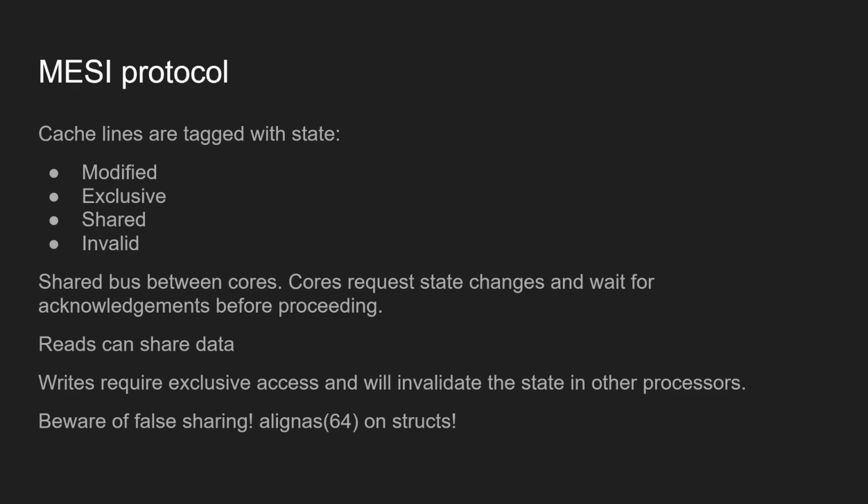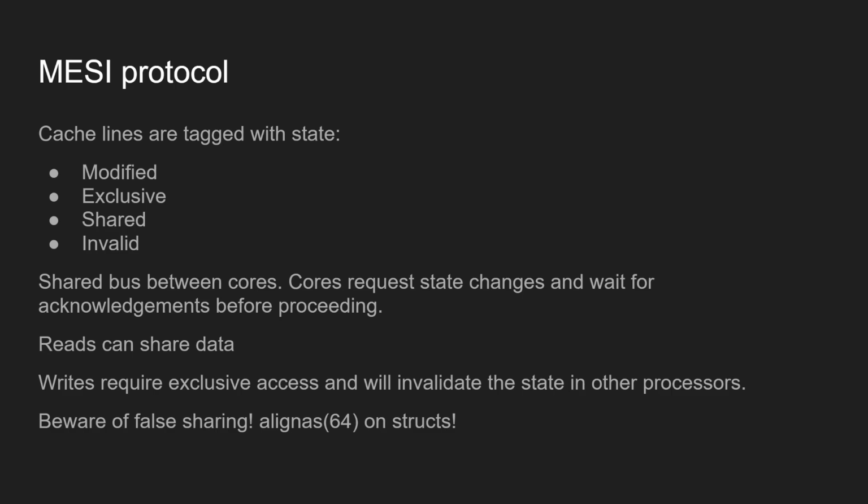The basic way this happens is through something like the MESI protocol, in which cache lines are tagged with a state. They can either be modified, exclusive, shared, or invalid. In order to change the state of a cache line, a core first needs to communicate over a shared bus and get acknowledgement from other cores that it's able to do so. I'm sure there are lots of implementation details about how that works, but from the perspective of a programmer, the basic result is fairly simple.